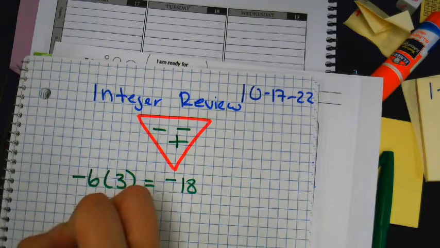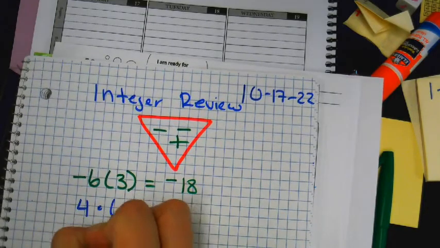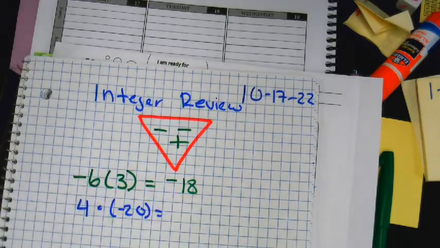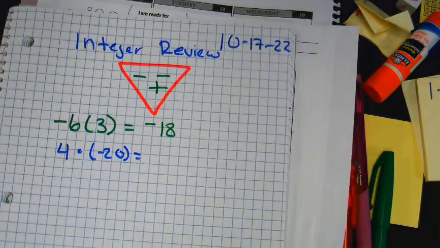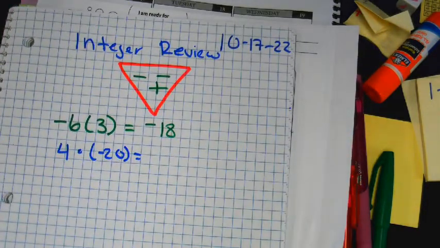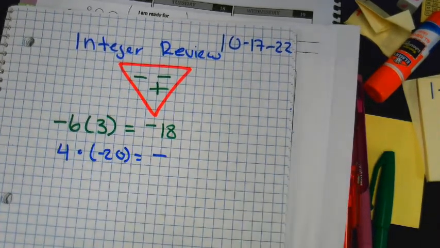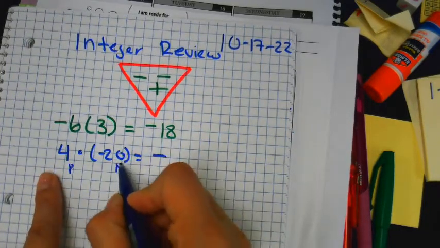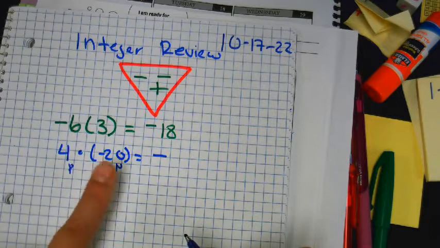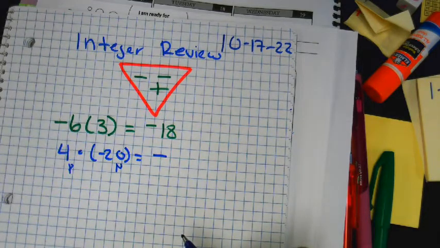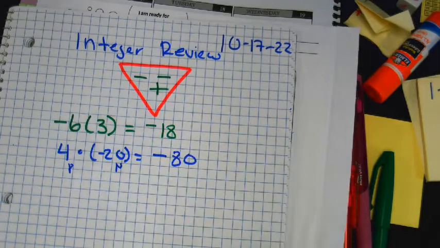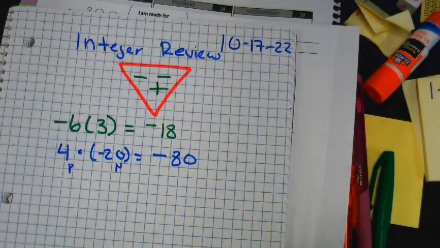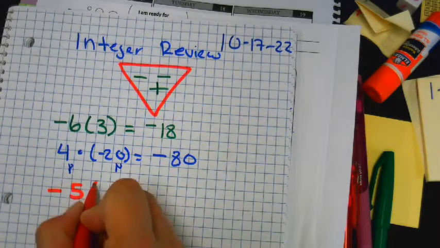What is 4 times negative 20? Christopher, write this down, please. It's negative because this is a positive. This is a negative. Positive, negative. So, what's 4 times 20? 20, 40, 60, 80. We're okay with those two? Yes. Totally. What is negative 5 times negative 2?